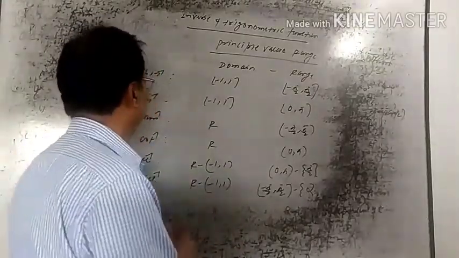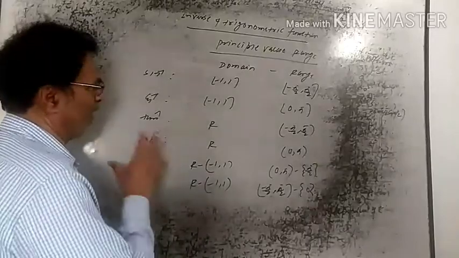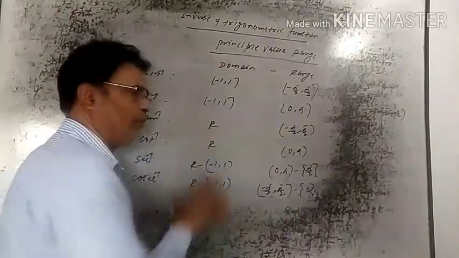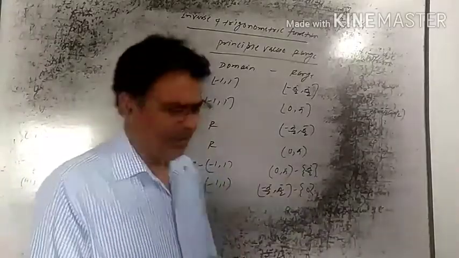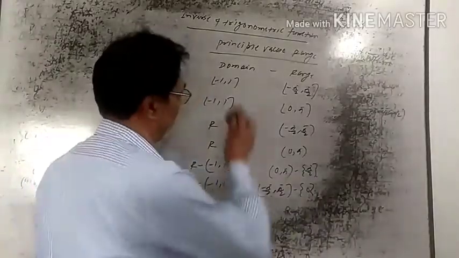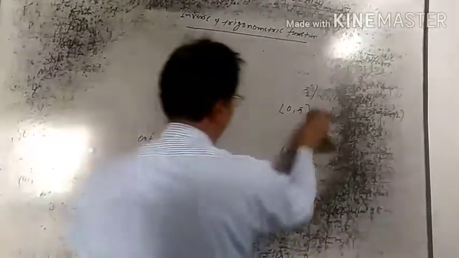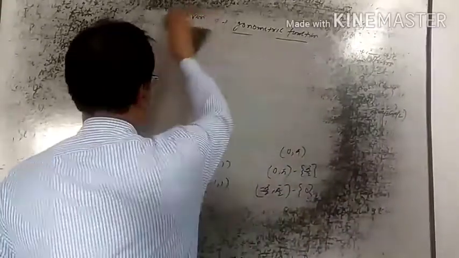we always remember the value of the angle always belongs to the principal value range of the inverse circular function. So how can we find the principal value of any inverse trigonometrical function?